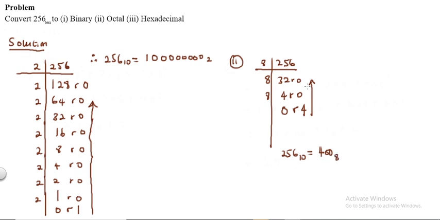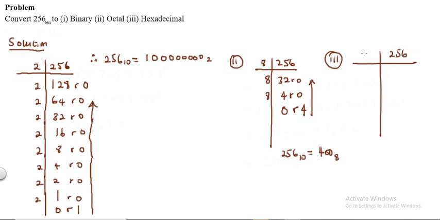Okay, so this is how to convert decimals to octals. You simply divide by 8 to get to a number less than 8. And then you pick the number from the bottom to the top. Let's look at the third one. Now for the third one, we are asked to convert 256 base 10 to hexadecimal. We still draw our table and then we have 256 here.